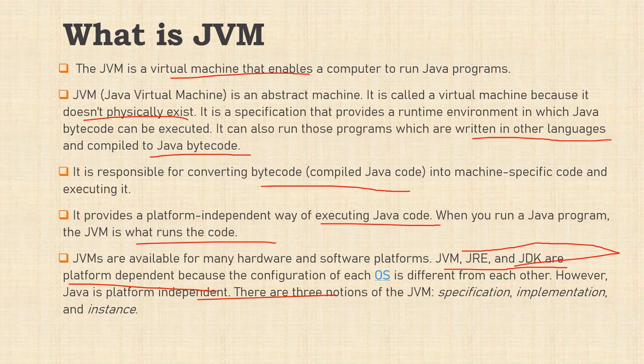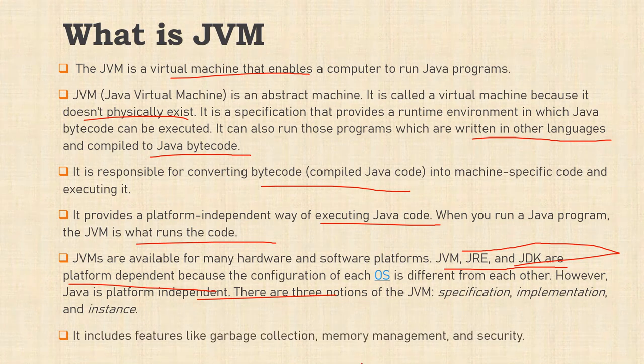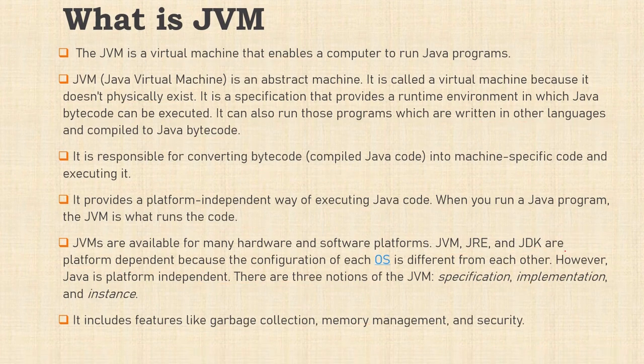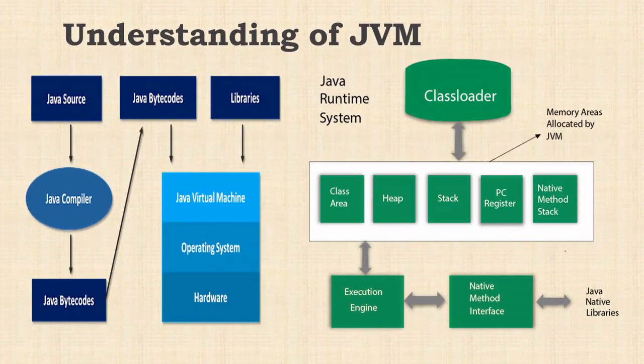There are three notations of JVM: specification, implementation, and instance. It includes features like garbage collection, memory management and security. So JVM is responsible for garbage collection, memory management and security. Now, understanding of JVM. We are going to understand how JVM internally works.